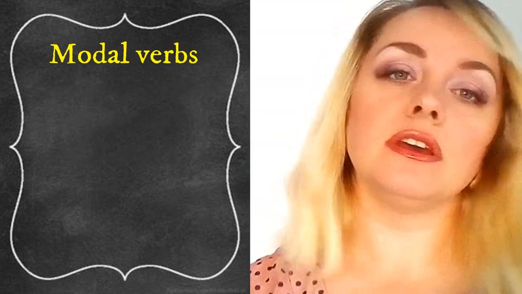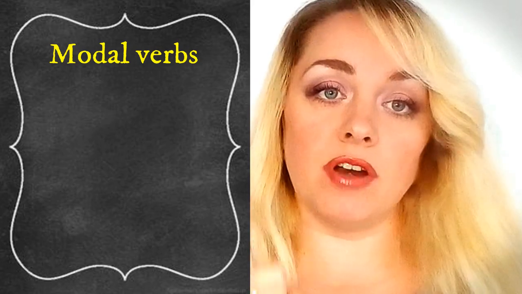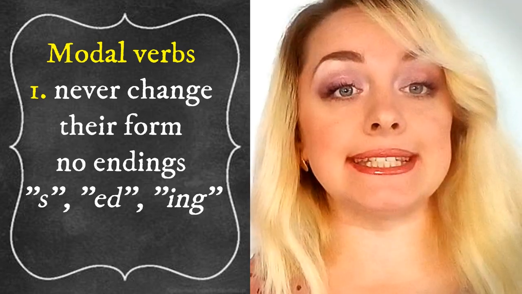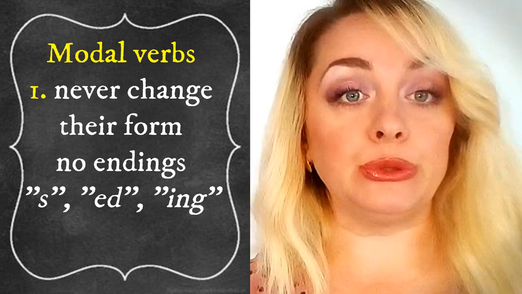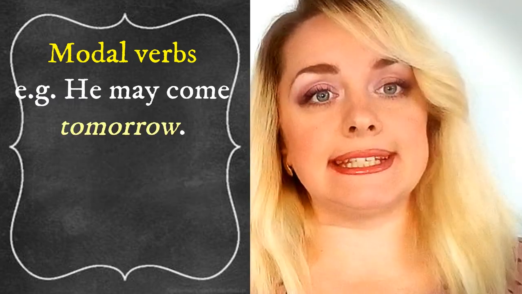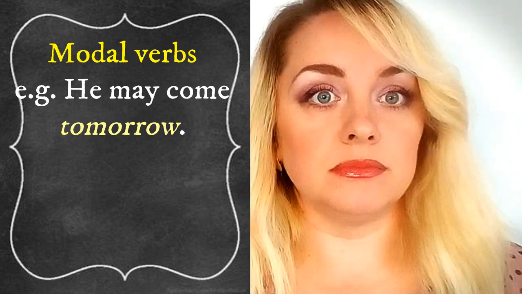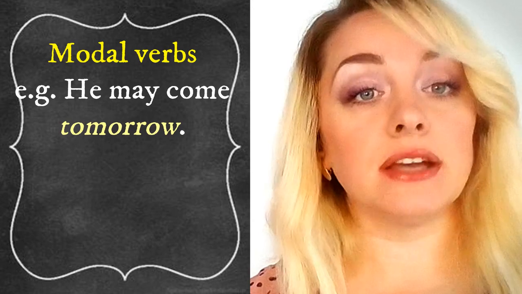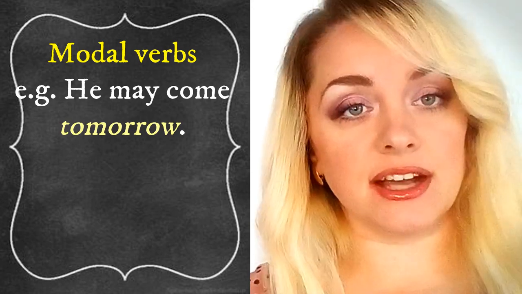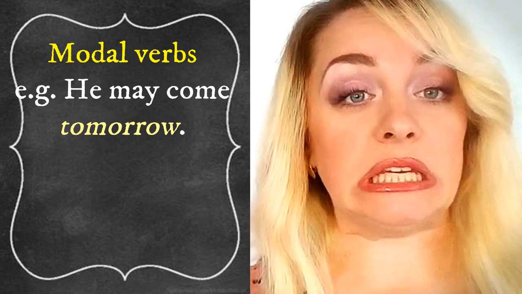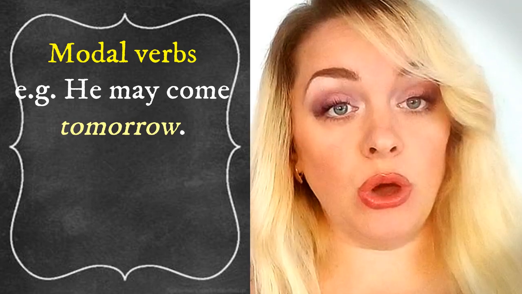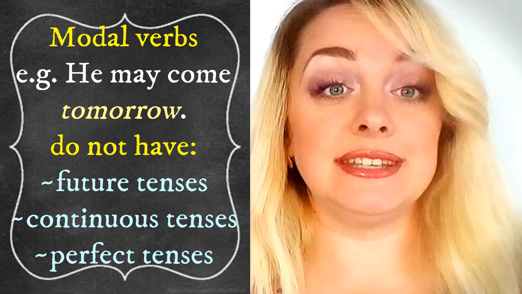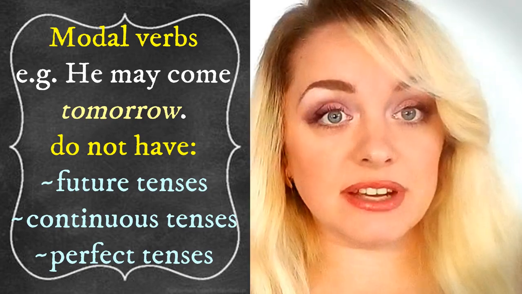What they are. The first characteristic of modal verbs is they never change their form. You cannot add the ending s, ed, or ing to the modal verb. For example, take the sentence, he may come tomorrow. This sentence has a future meaning, yes? We have the word tomorrow, so this action is going to happen in the future. But we do not have the word will. That shows that modals do not use future tenses, continuous tenses, and perfect tenses.